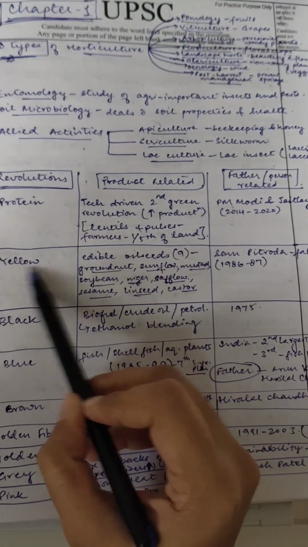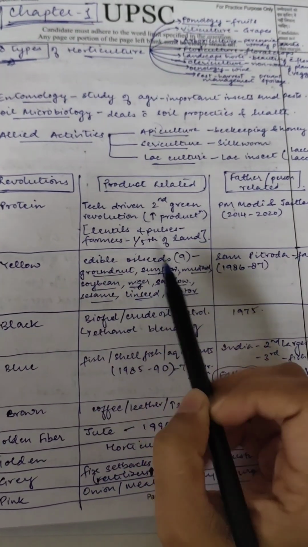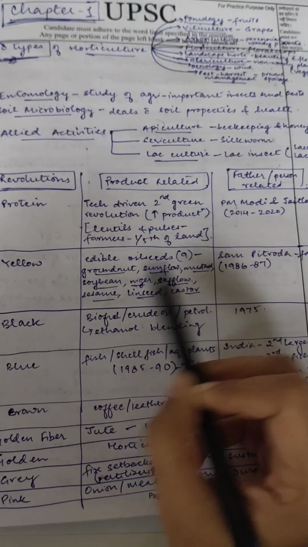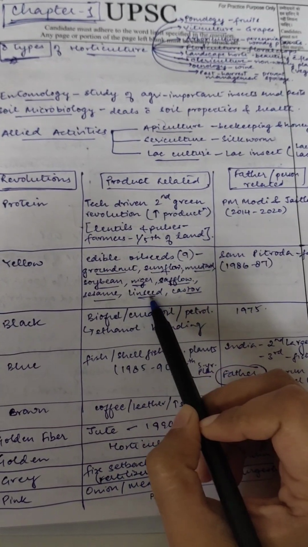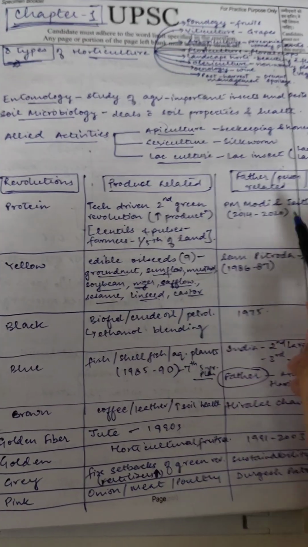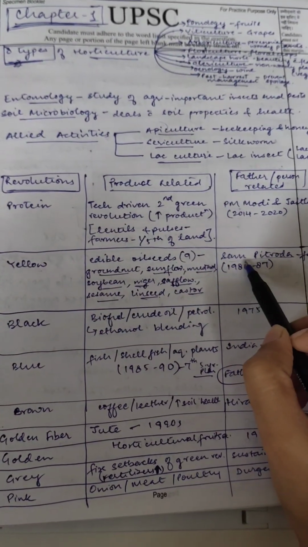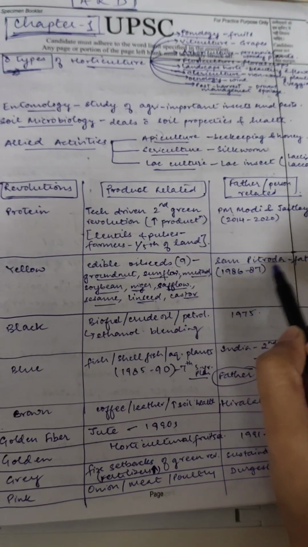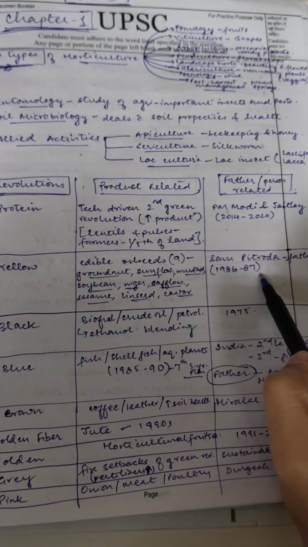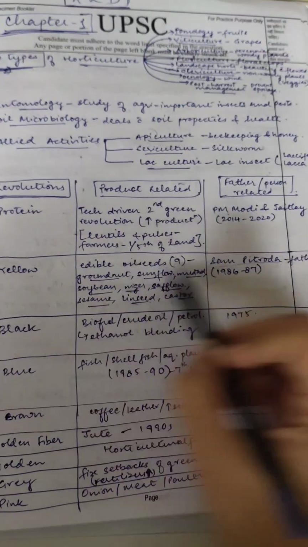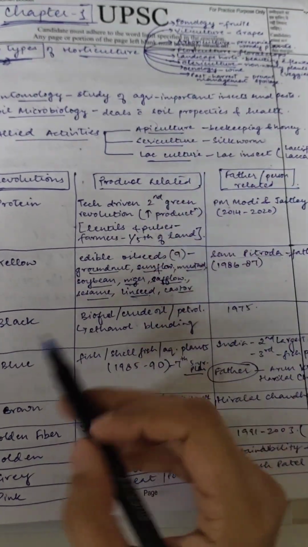Now coming to the yellow revolution. The yellow revolution is about oilseeds. There are 9 oilseeds: groundnut, sunflower, mustard, soybean, niger, safflower, sesame, linseed and castor. We need to remember that the father of the yellow revolution is Sam Pitroda. It lasted from 1986 to 87. Yellow, Sam, sunflower, like this.